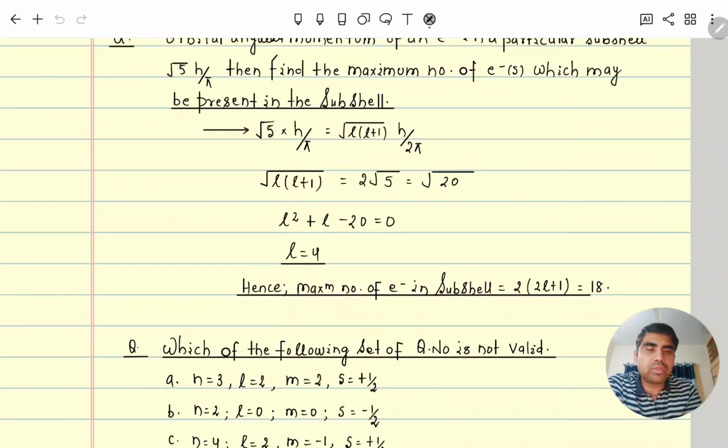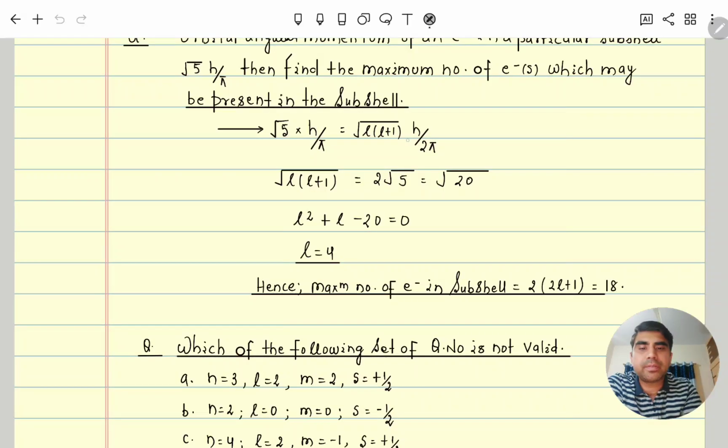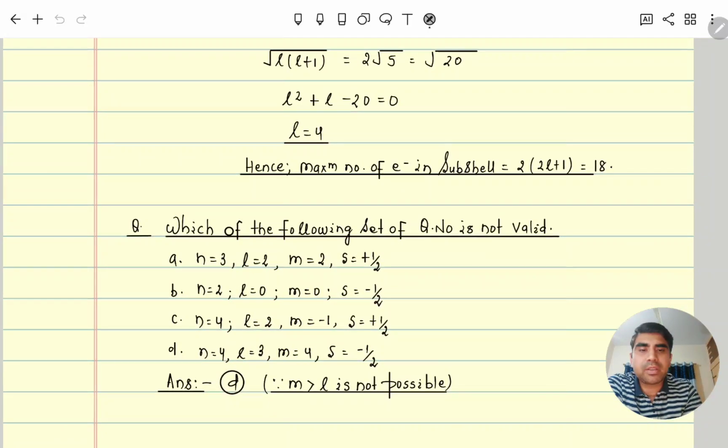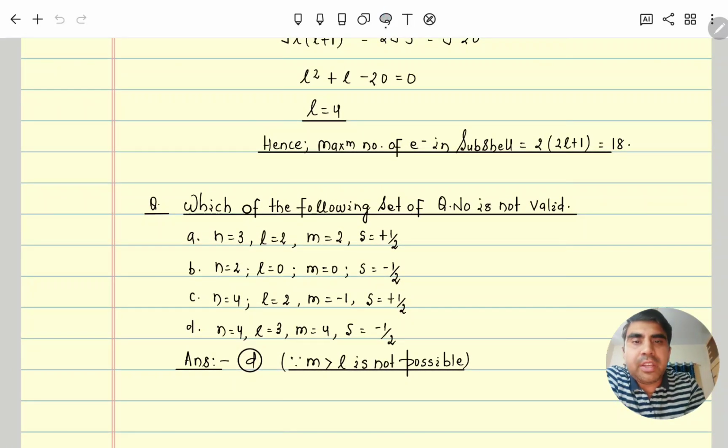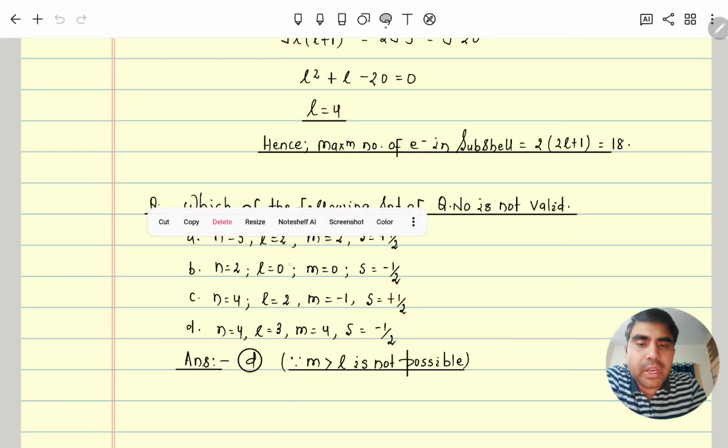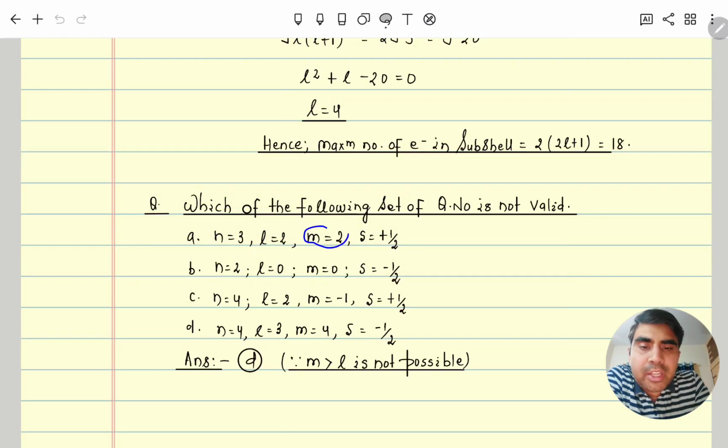2 into 2L plus 1, 18. Next, here it is asking a very famous question: which of the sets of quantum numbers is not valid? So yes, if n value is 3, then L value should be n minus 1. Yes, it is 2, correct. And magnetic quantum number will be minus L to plus L, means here you can see 2. Okay, this is also suitable, correct. Spin is half. Yes, this is also correct. So A is correct. It means it is feasible.